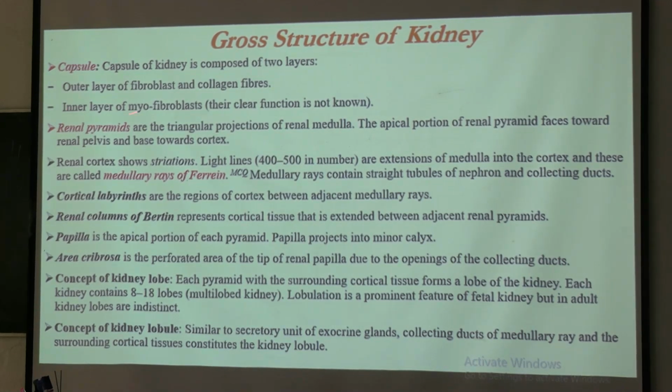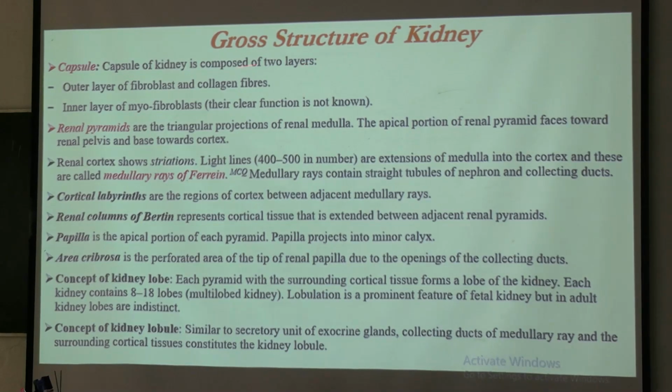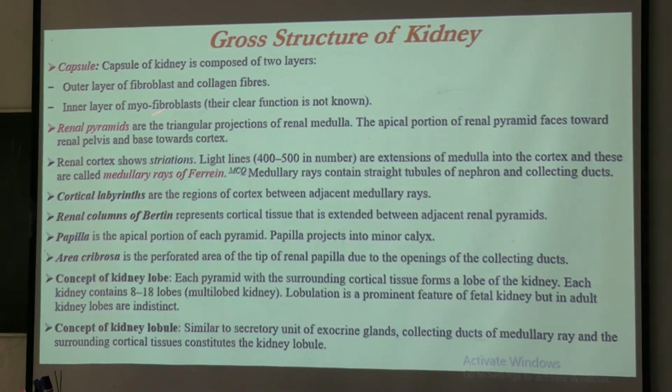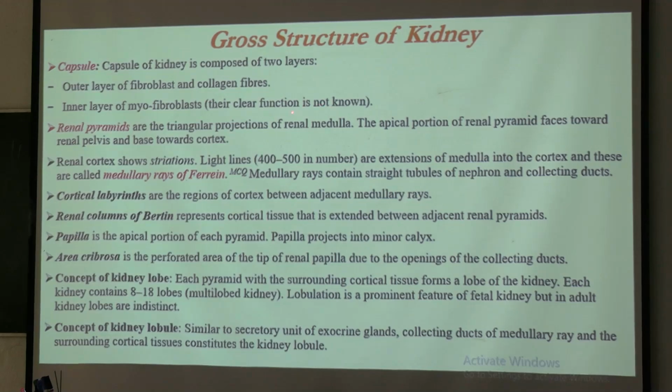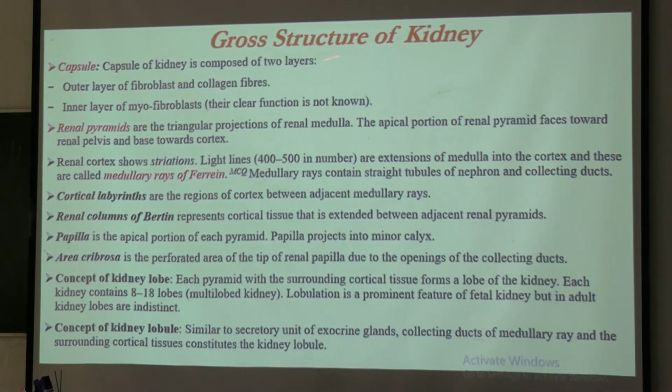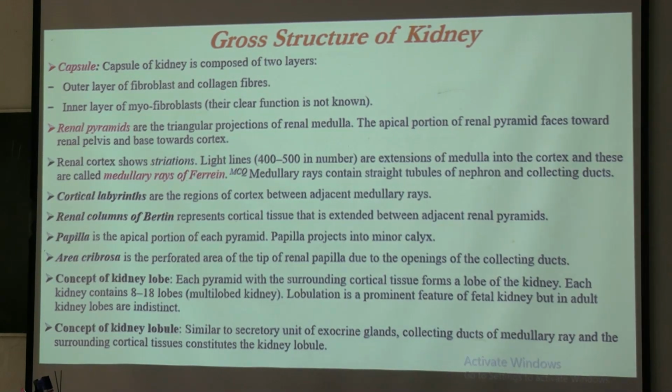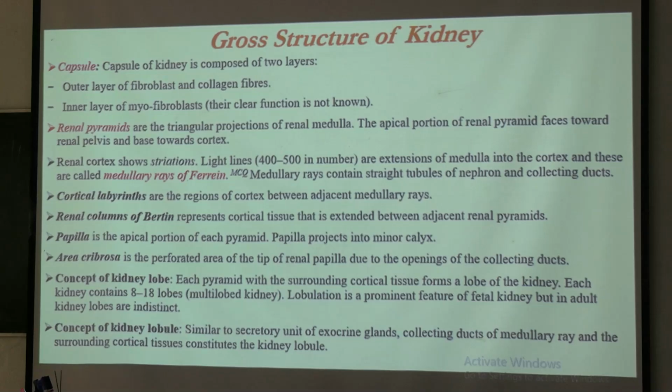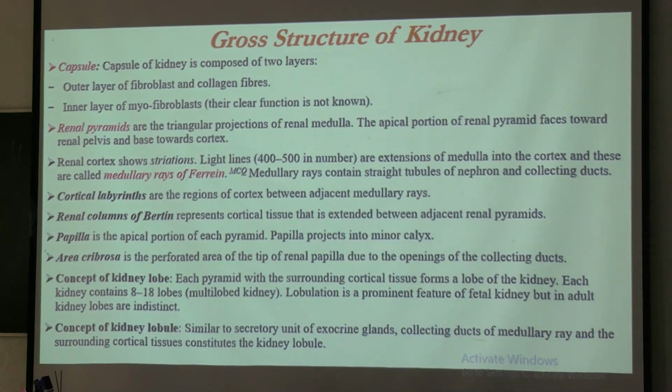So first is the capsule. The capsule of the kidney is composed of two layers: an outer layer of fibroblasts and collagen fibers, and an inner layer of myofibroblasts, and their clear function is not known. Myo means they have some muscle fibers, so it helps mainly in contraction.